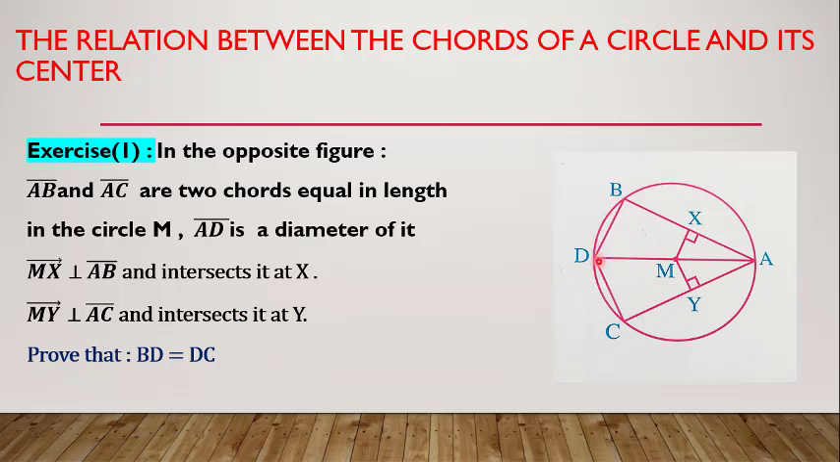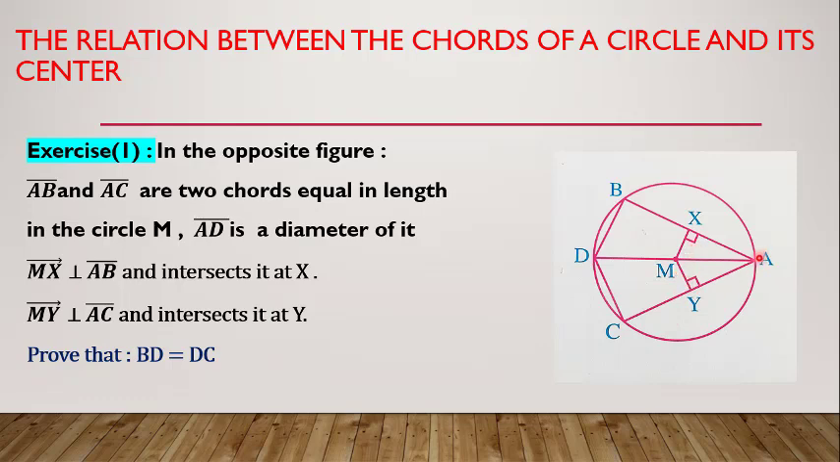BD equals DC. Okay. At first, we can notice that we have two triangles, ABD and ACD. MX is perpendicular to the chord AB, so X is the midpoint of AB. By the same way, M is the midpoint of the diameter AD, because this is a diameter, the center is the midpoint. Also, Y is the midpoint of AC because MY is perpendicular.